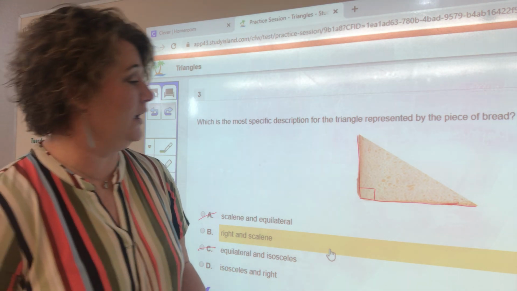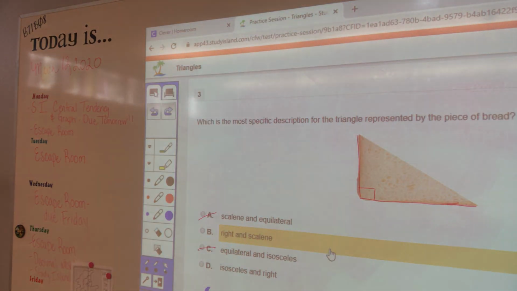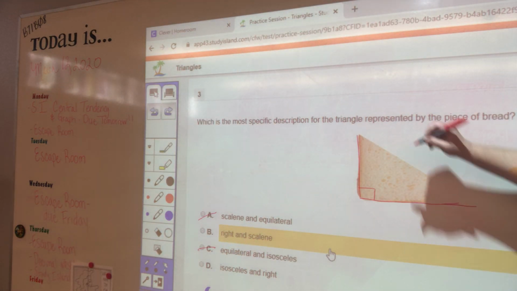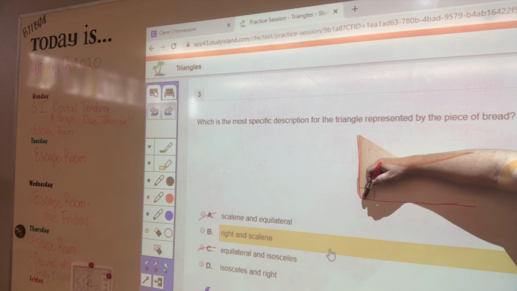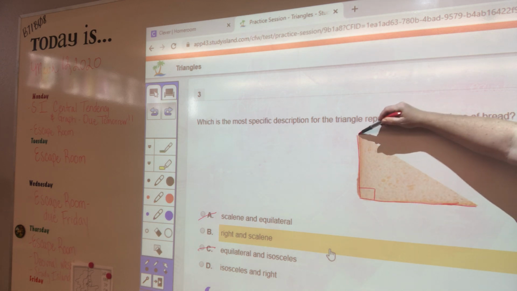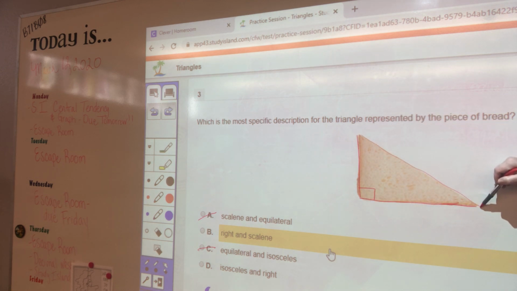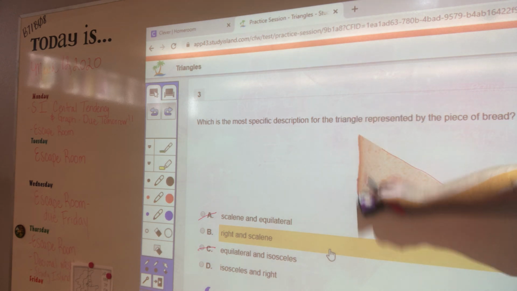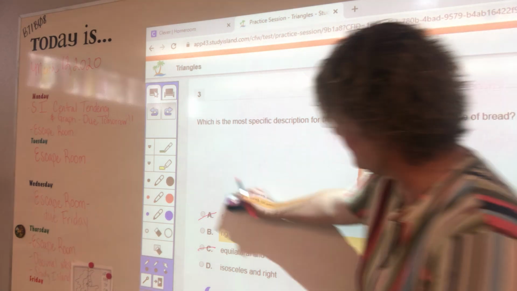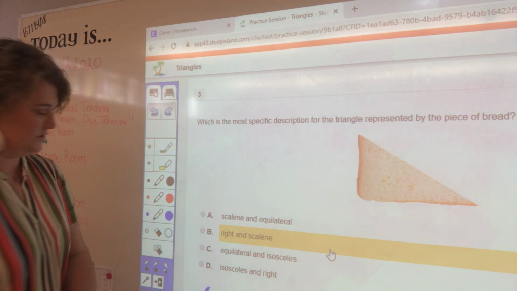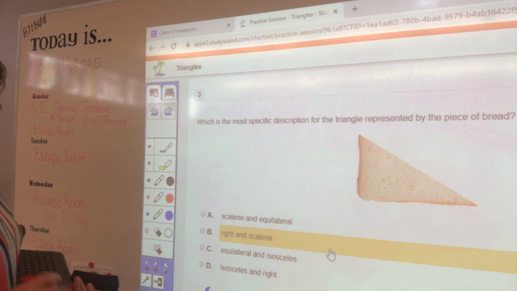And this is tricky. I have to think about this myself. If I turn my head and look at it like this, I can tell that this side's shorter than this side, and that would more than likely mean that side's longer. So I'm going to say this is a scalene. I'm going to say nothing is the same on this. So that would be letter B.